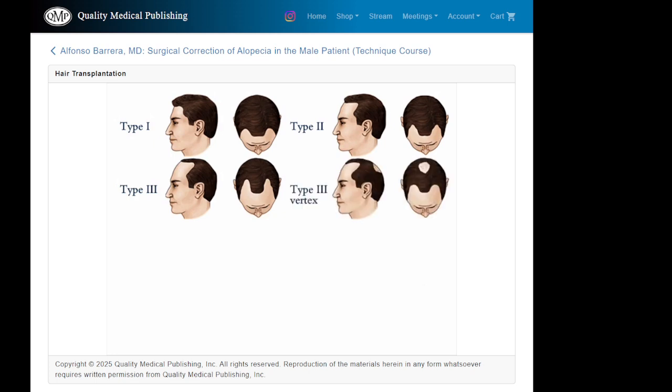Type 3. Vertex. Primarily a vertex hair loss, but may be accompanied by a frontotemporal recession that does not exceed that described for Type 3. Type 4. The frontotemporal recession is more severe than in Type 3. There is sparse or absent hair in the vertex area, but both areas are separated by a band of moderately dense hair that goes across the top of the head.